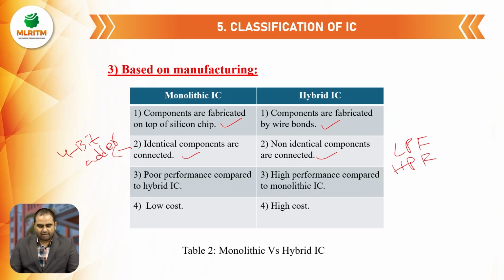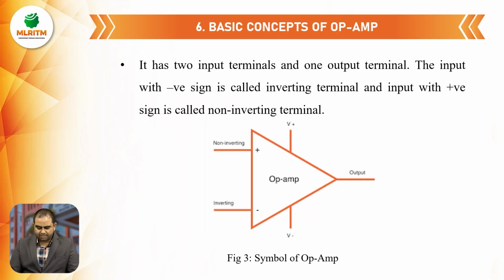Coming to the third point, in monolithic IC the performance is poor when compared with hybrid IC. Obviously for hybrid IC, high performance will be there. Monolithic IC, as usual, has poor performance and the cost will be low. For hybrid ICs, the cost is high, which means the performance will obviously be high too. So this is about the classification of integrated circuits.